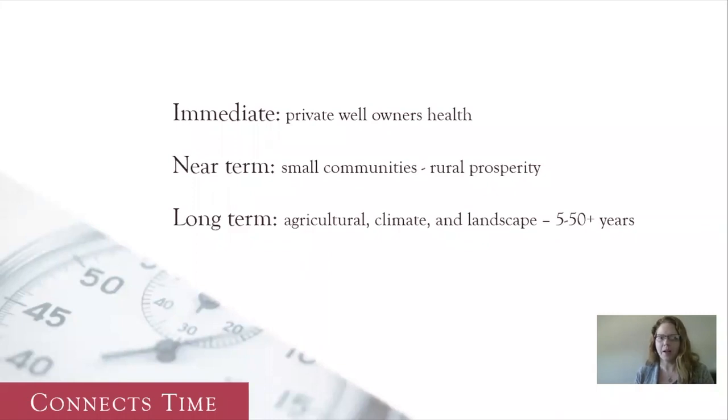And it connects us across time. Immediately, we've got private well owners that may or may not know if they have safe drinking water and need to find out how to filter and test that water. In the near term, we've got small communities all across the state that are approaching that safe drinking water limit. And so we'll need to invest in very expensive water filtration, and what are the implications for our rural spaces. And then long-term changes that we make in the agricultural fields and landscape level changes will take 5 to even 50 years before some of those changes impact the groundwater beneath them.